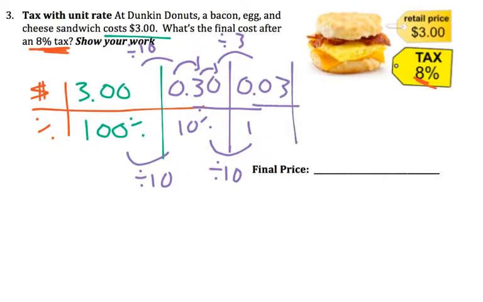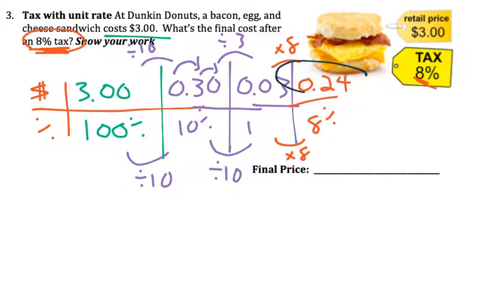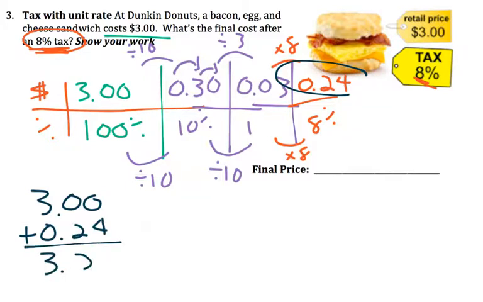We're still going back to the problem looking for 8%. So let's scale this unit rate up by 8. 3/100 times 8 is 24/100, which I can write like this. And now that is the tax, so let's take the retail price. Since it's a tax, let's add it, and that gives us a final answer of $3.24.